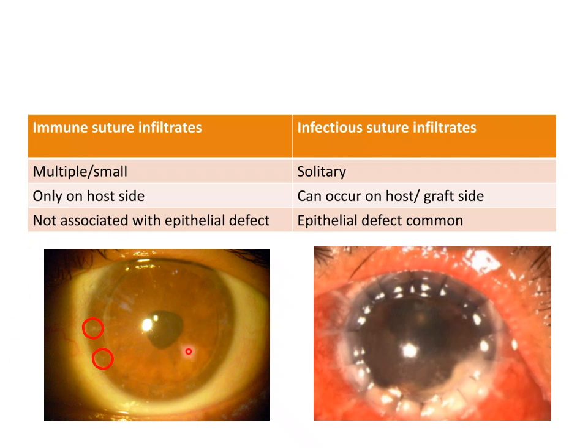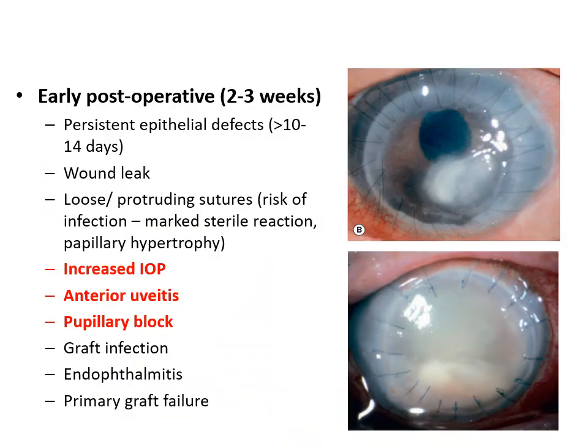This would be unlikely to be associated with anterior uveitis, whereas infectious suture infiltrates will have severe anterior uveitis and ciliary injection and all that. Immune suture infiltrates, the treatment is steroids. Infected suture infiltrates, the steroids would be an absolute contraindication. You would treat them with antibiotics. Coming on to the post-op complications.